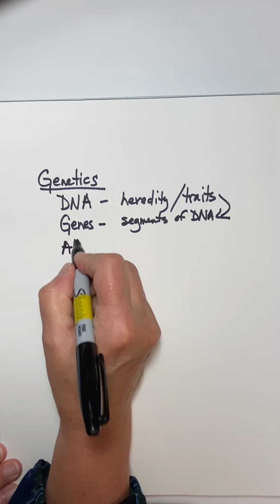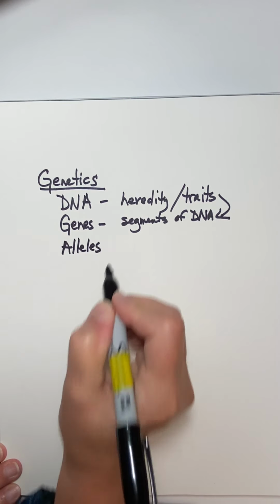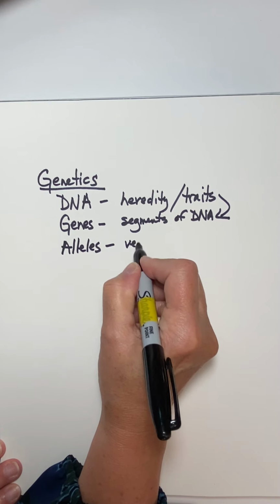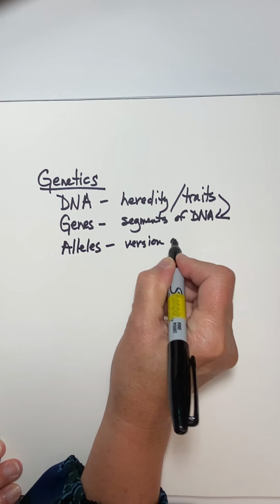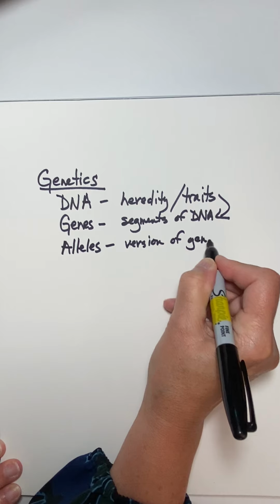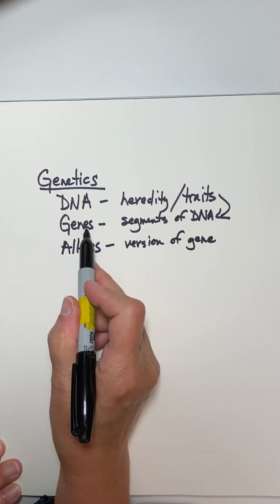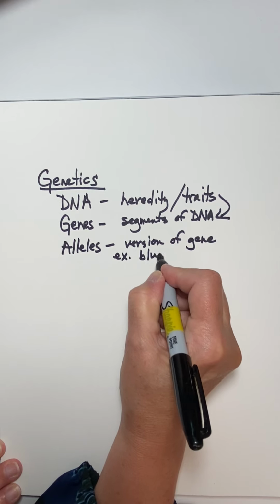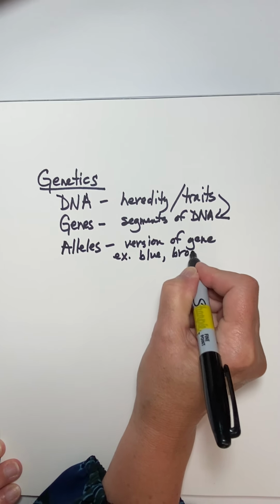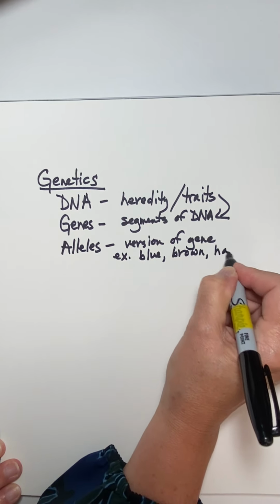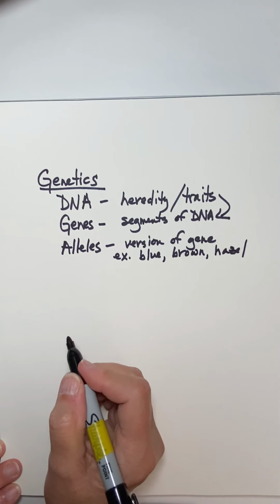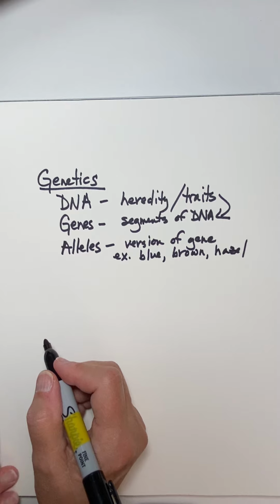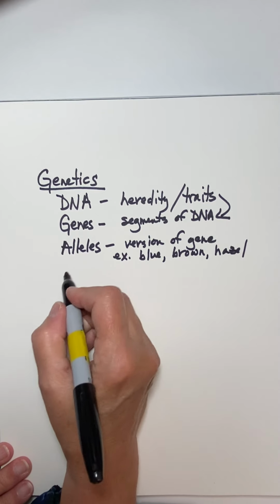There are different variations or versions of genes that are called alleles. This is a version of a gene. So if you have a gene for eye color, an example of an allele is blue eye color, brown eye color, hazel eye color, etc. Okay, so those are alleles. Alleles are different versions of genes.